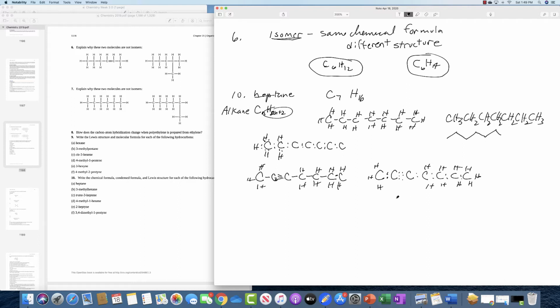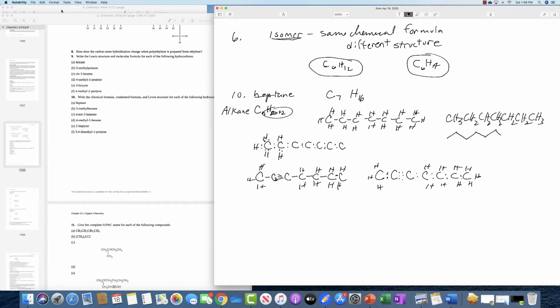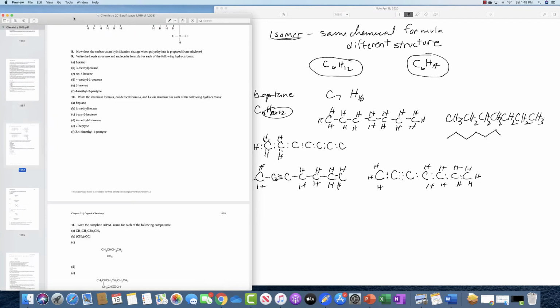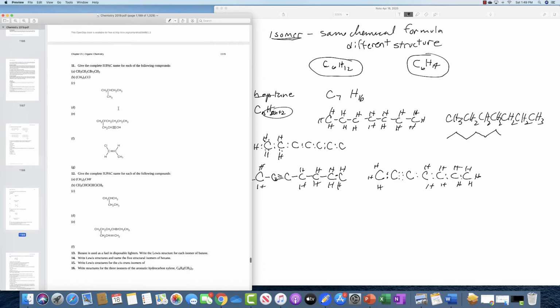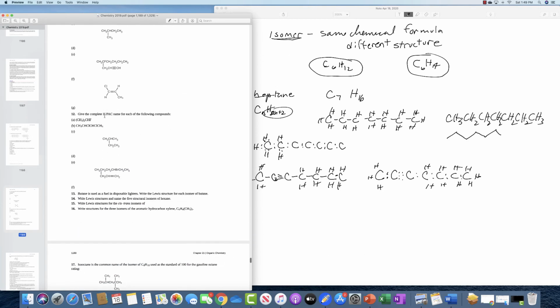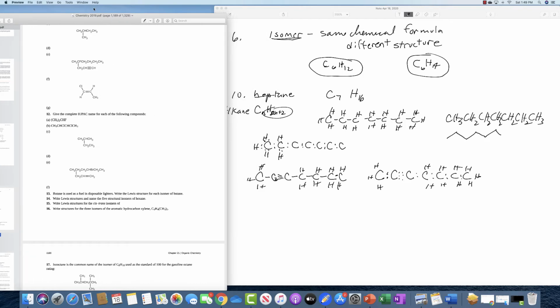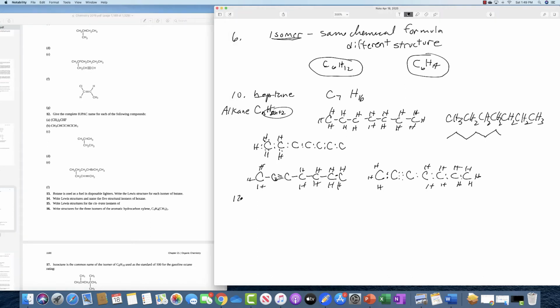Now, if you have any questions about any of the other of these, you can let me know, and I will go over them with you. Now, I believe, let me take a look here. Yeah, let's see. The next one is 12. Let's move to 12. It says, give the complete IUPAC name for each of the following. Okay, and we'll do 3 or 4 of these. I'm not sure I'll do them all, but we'll do each one of these.